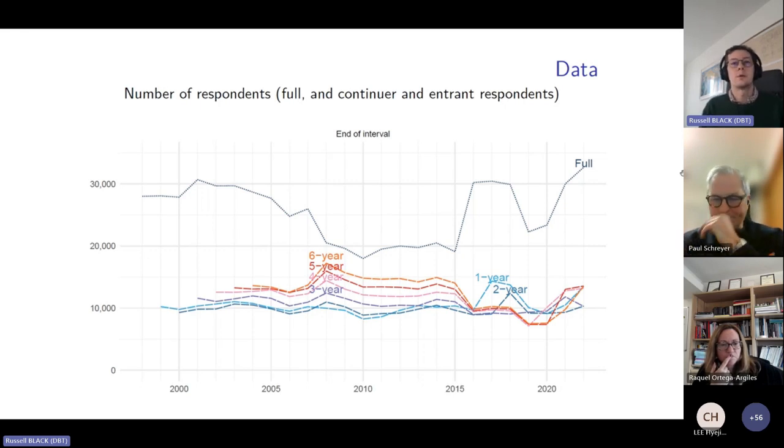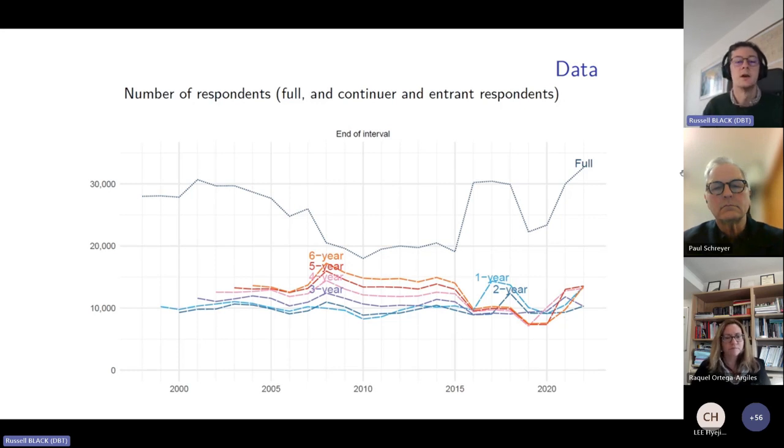So if we're looking at a 6-year interval, we need to know either you are an entrant within these 6 years, or you're an exitor within these 6 years, or you're a continuer within these 6 years where we have data on you in year T and year T minus 6.